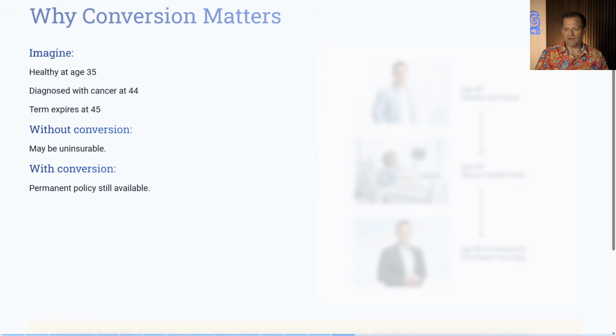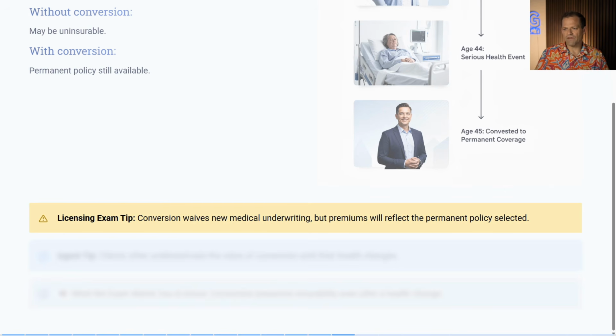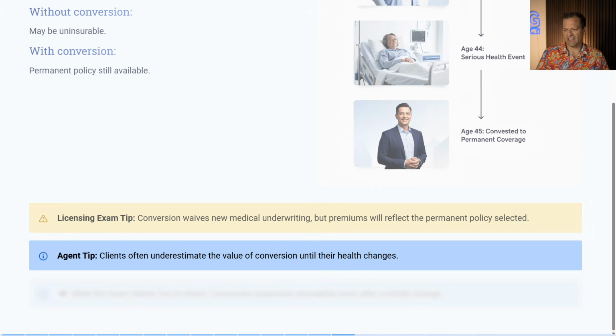But if you have a conversion privilege, you can still convert the policy in some cases and then keep some kind of insurance in place. Okay. So conversion waives new medical underwriting, but premiums will reflect the permanent policy state. So the premiums could change. That's the key thing to understand. It's going to often depend on how much coverage you ultimately arrive at.